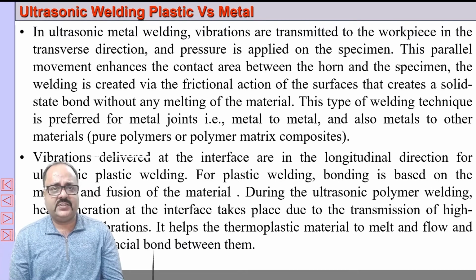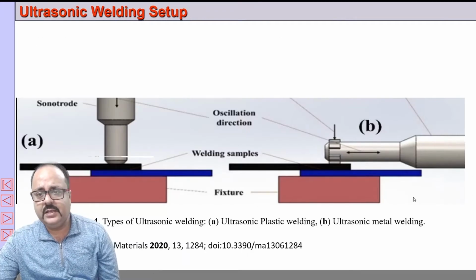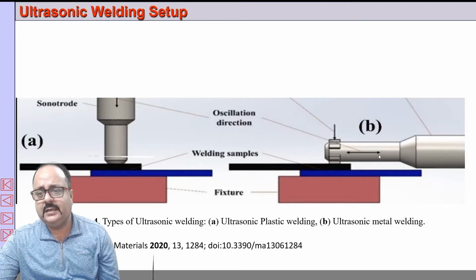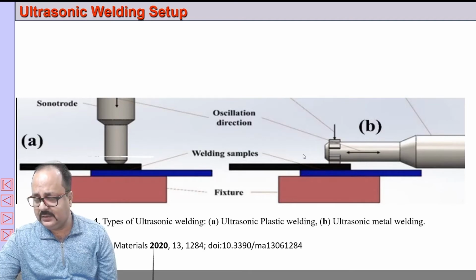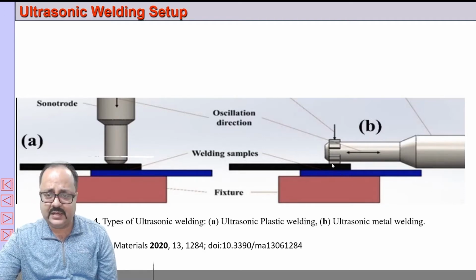So plastic versus metal. In metal, what happens? The vibrations are transmitted to the workpiece in the transverse direction. I'll show you here in the figure. So here the two workpieces are here, and this is the sonotrode tip, and the vibrations are given. This is a lateral drive system. In the lateral drive system, the ultrasonic vibrations are given in these lateral directions, and static load is applied in this direction. So this is the applied static load, and this is the transverse vibratory direction, and heat is generated here, and it is welded. How it is welded, the metallurgy we will be discussing later.